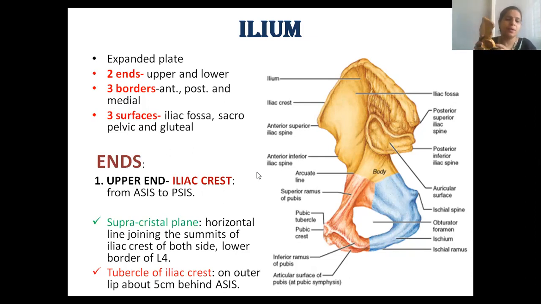Then the supracristal plane, you will be able to understand this. Suppose you hold the bone like this, and I'm just keeping the femur for our convenience. The highest point is the horizontal line joining the summits of the iliac crest of both sides, which actually corresponds to the lower border of L4.